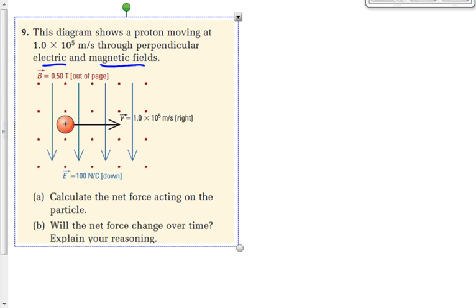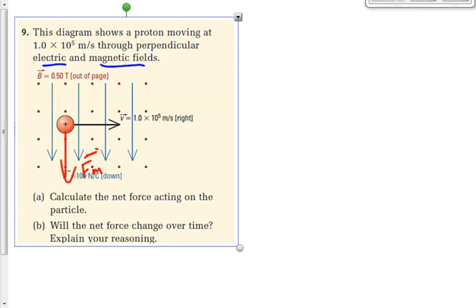Let's look at the magnetic force first. Okay, right-hand rule, because it's a positive particle. Thumb in the direction of the particle, right fingers in the direction of the field, out of the page. Palm points downwards. The magnetic force acting on this particle is downwards.